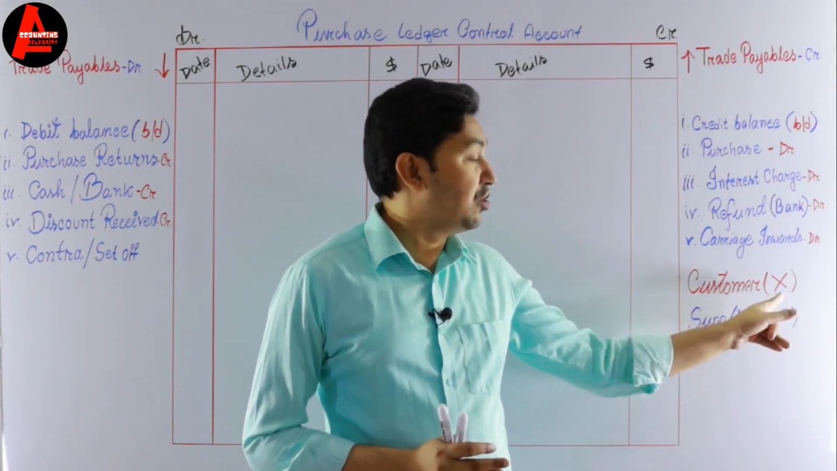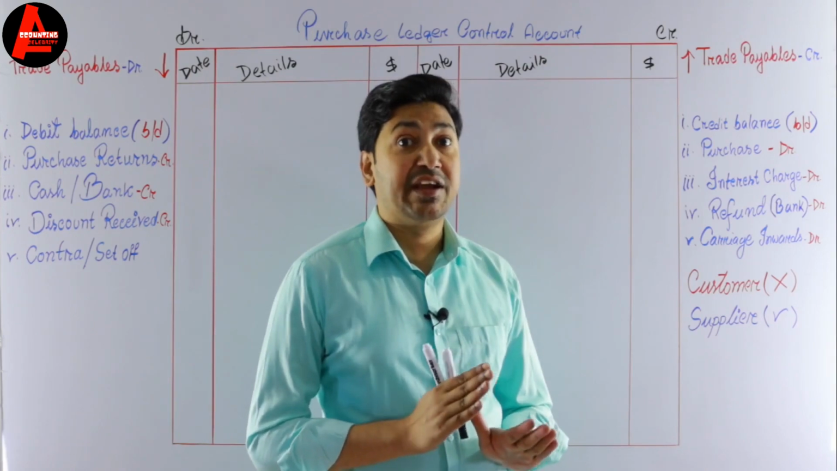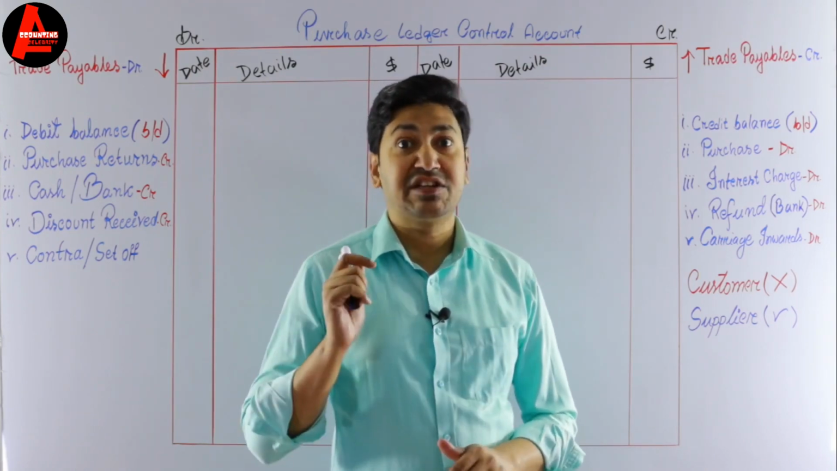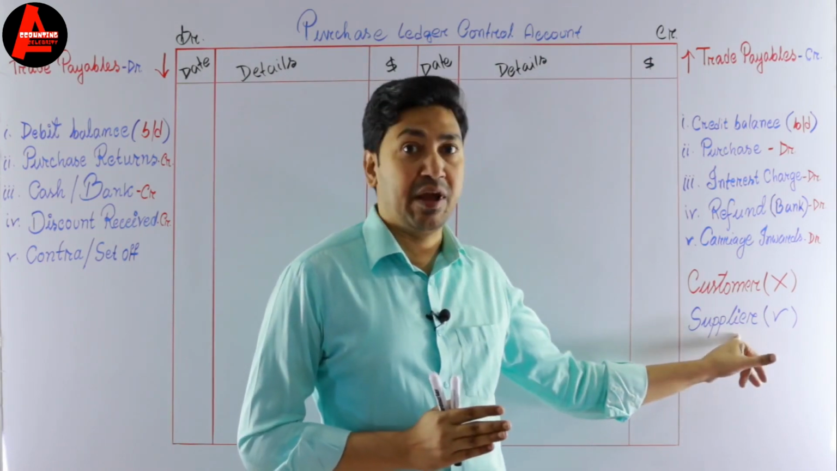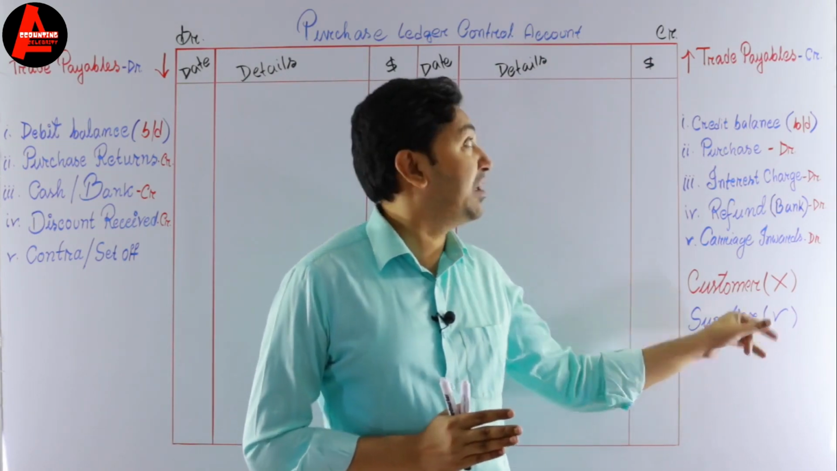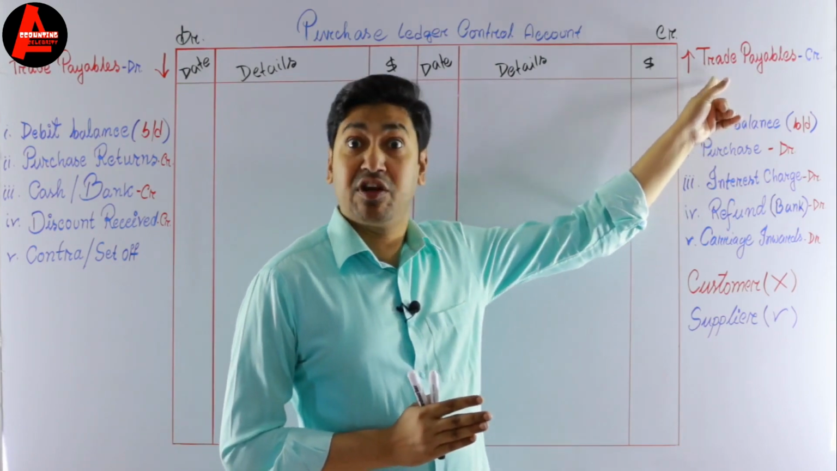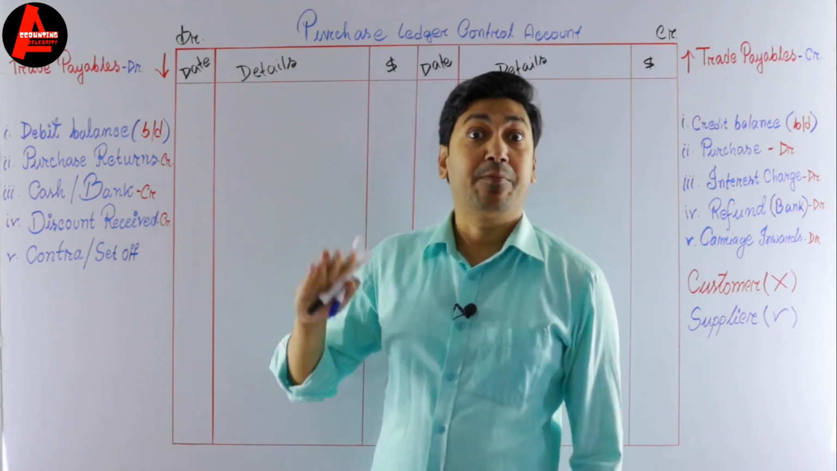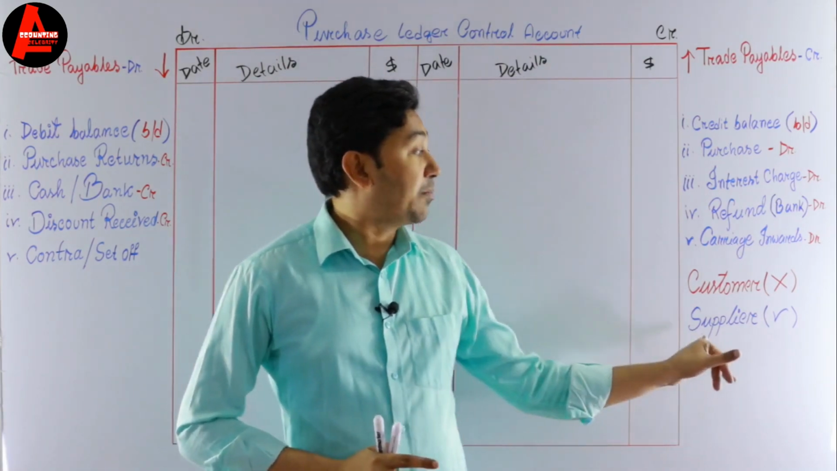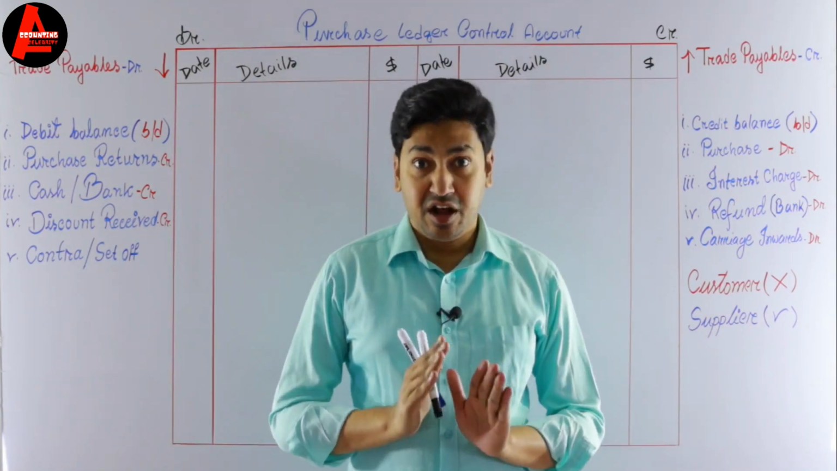Look at these two words: customer, supplier. Customer I crossed out, so you never take any customer-related items in the purchase ledger control account. You have to think about only the supplier. Supplier means the creditor. Creditor means the trade payables. Trade payables means the purchase ledger control account. So we have to think about supplier-related items here only.